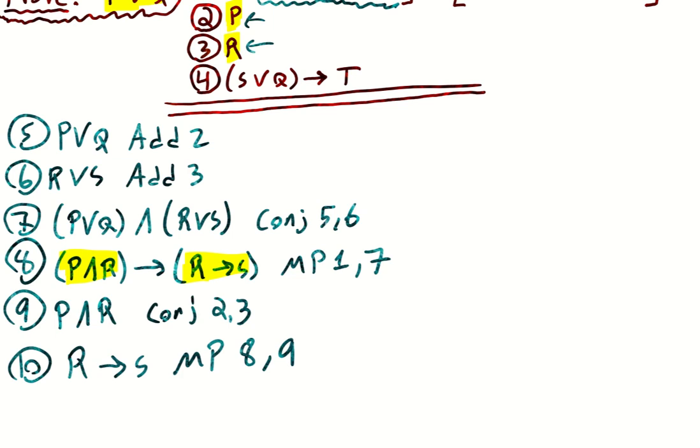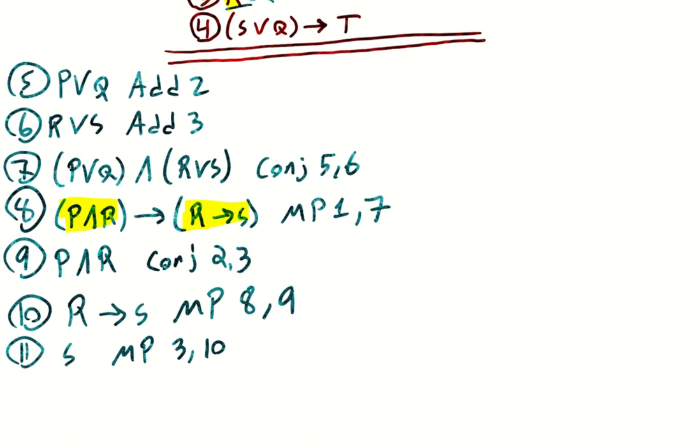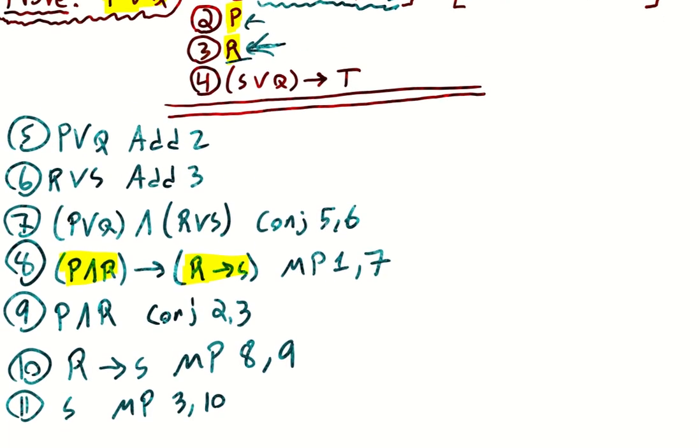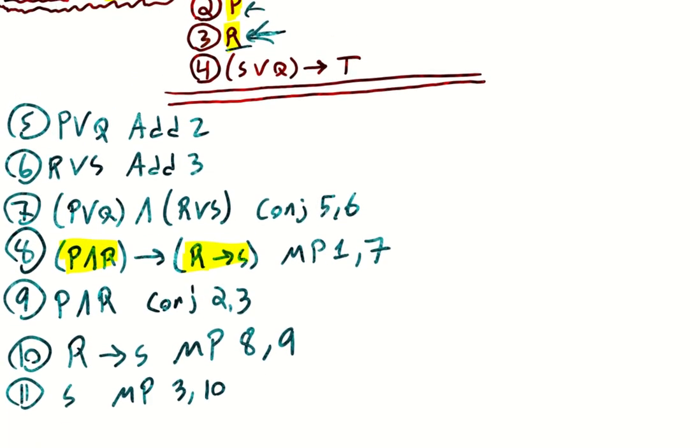Alright, so we do have R according to line 3. So for 11, we can infer S by modus ponens, lines 3 and 10. Alright, so we want a T or a Q. So what can we do?